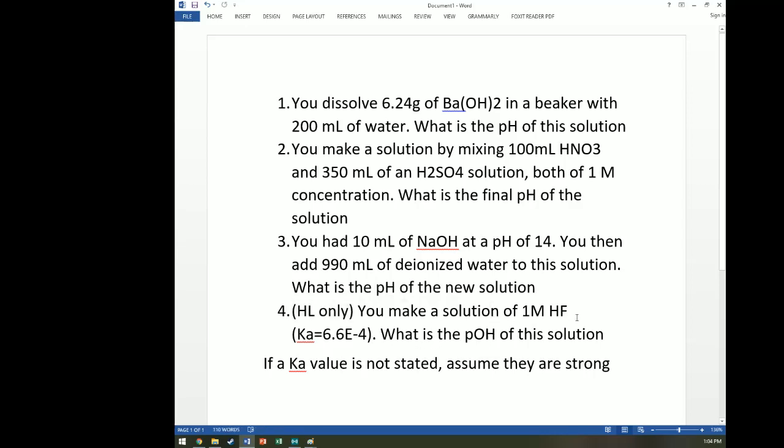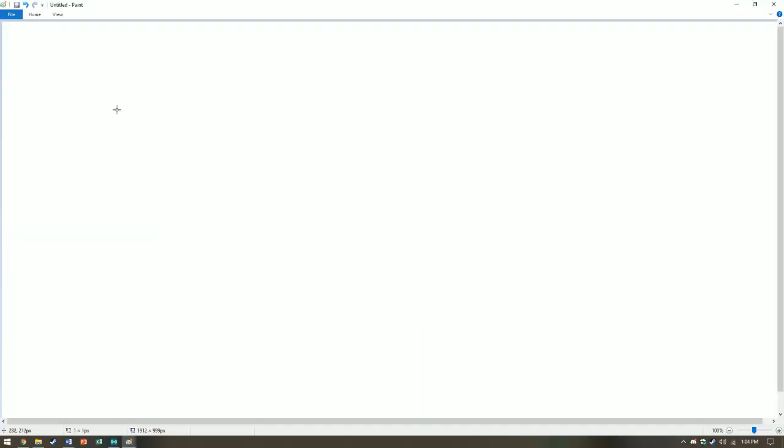You make a solution of 1 molar hydrogen fluoride, and I give you the Ka value, which is 6.6 times 10 to the negative 4. What is the pOH of the solution? Not the pH, the pOH. Now, since we're given a Ka value, we should probably first consider an ICE chart. So HF, H plus, F minus.